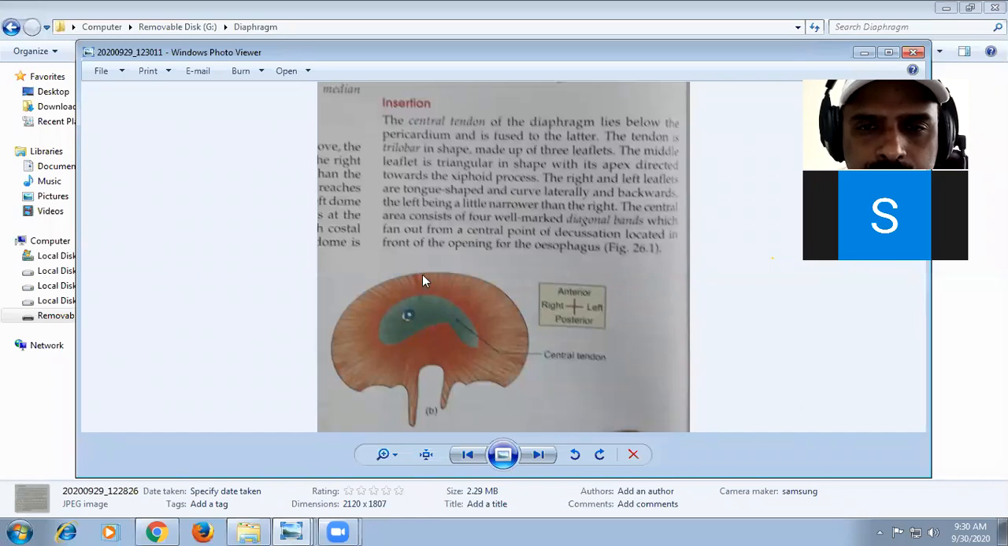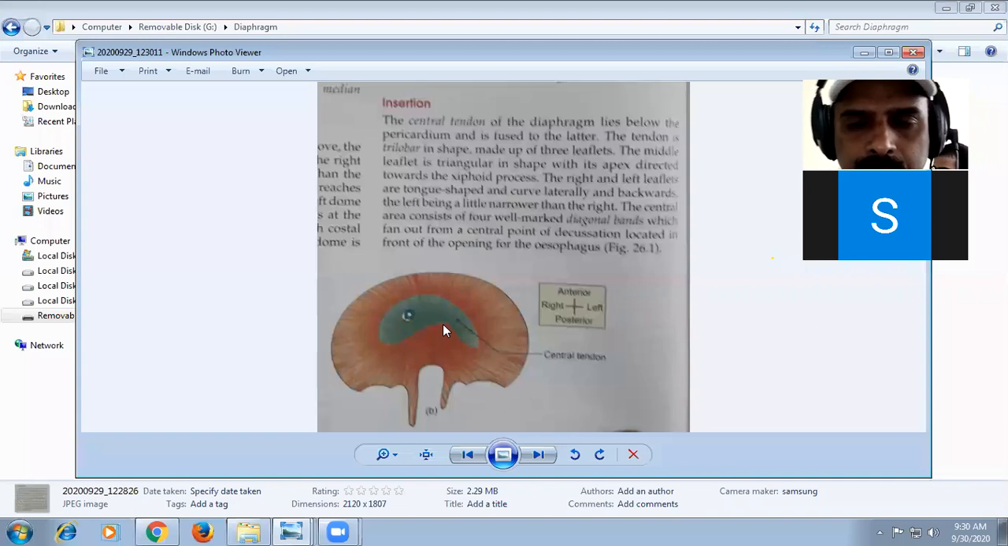Here you have the xiphoid process attachment, the origin fibers. Then the right and left leaflets are tongue shaped and curve laterally and backwards. So you have to remember these three points: the central tendon is trilobar in shape, because all the fibers of the diaphragm insert at the central tendon. Insertion of the diaphragm is what?